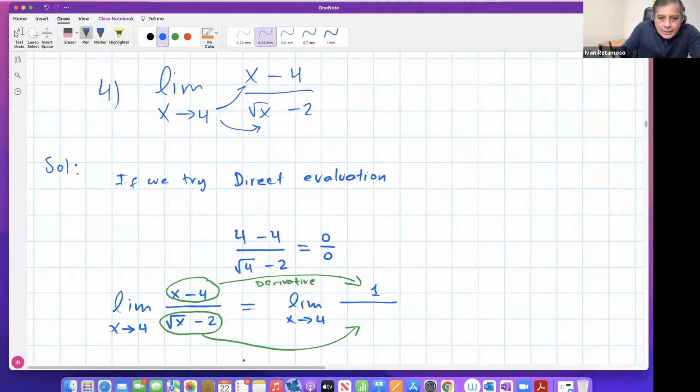The derivative of this other one is what? Remember the derivative of the square root function. We have a formula for that. Recall: the derivative with respect to x of the square root of x equals 1 over twice the square root of x, in simplified form. Remember? So we're going to apply this here.